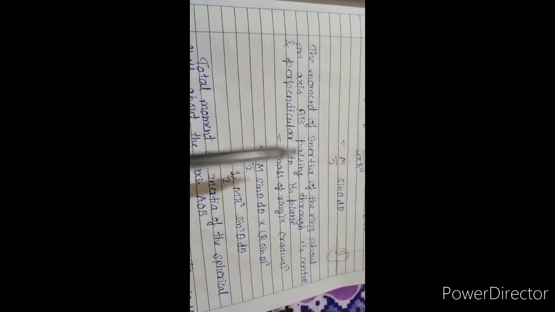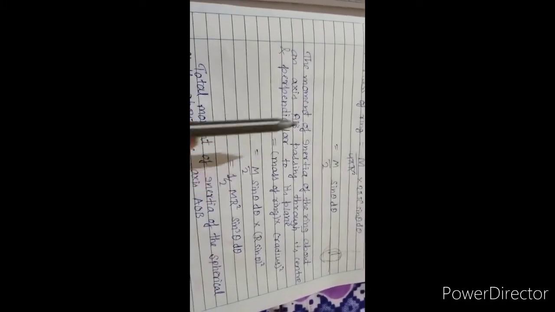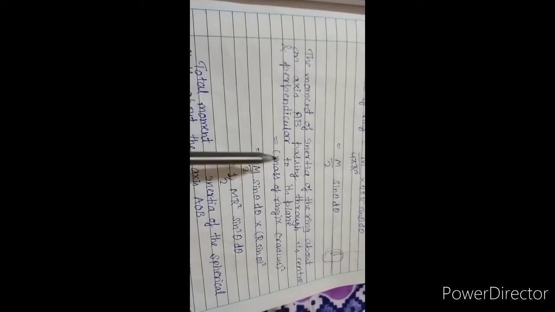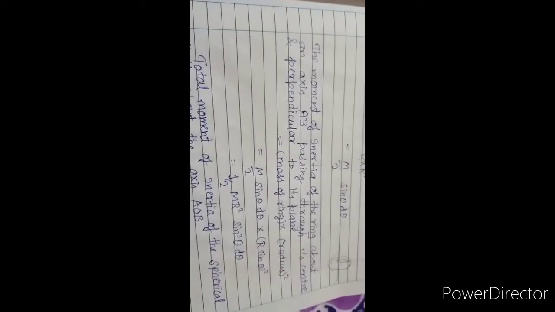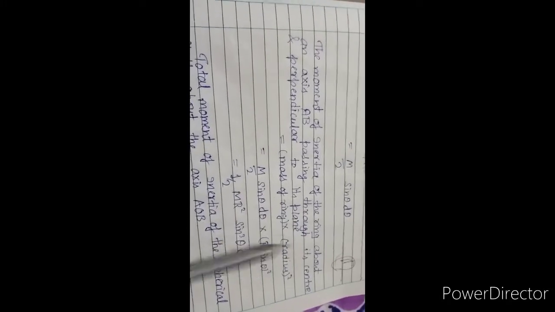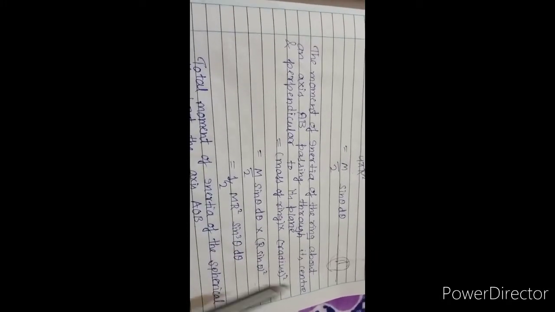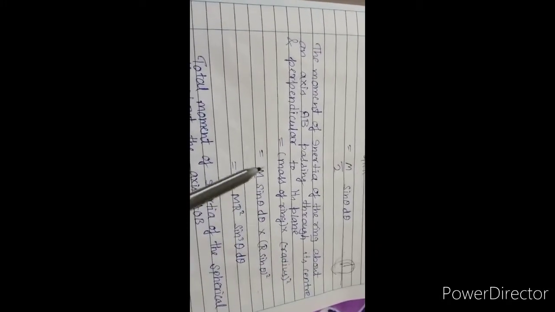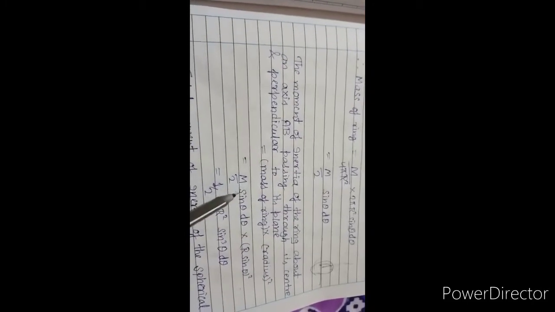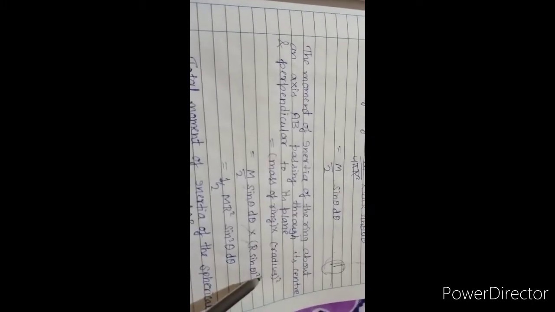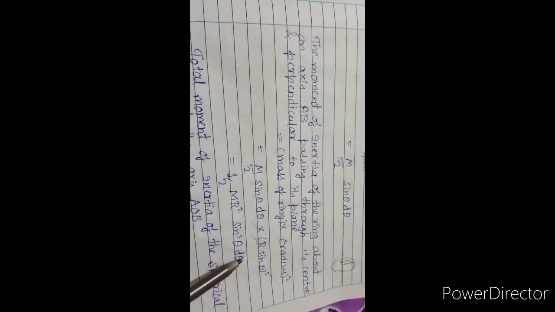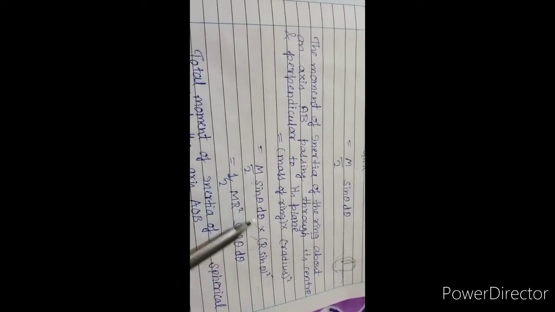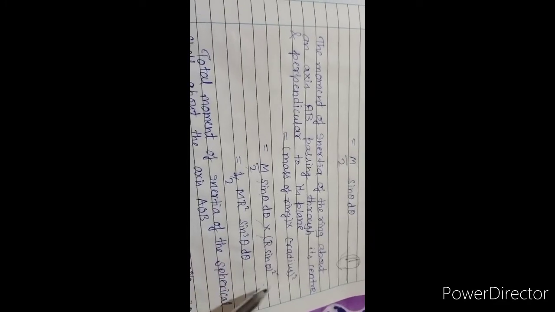Now we have to calculate the moment of inertia. We know the formula of moment of inertia, which is the product of the mass of the ring and the square of the radius of the ring. Here we have already calculated the mass of the ring, m by 2 sin theta d theta, and the radius, calculated on the previous page, which is r sin theta. So m by 2 sin theta d theta into (r sin theta) square.